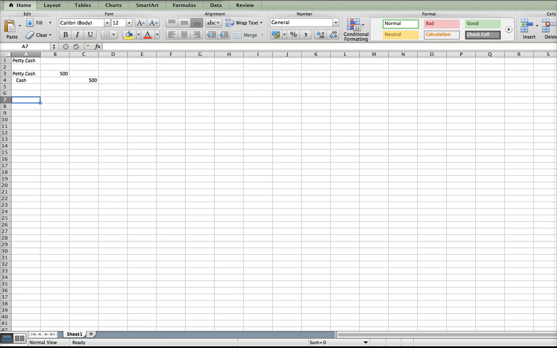At the end of the period, you will count the money in the petty cash account, decide how much you need to replenish it to get it back up to $500, and take that money out of your regular cash account and replenish the fund. It's done like this. Let's say, for example, we go to the cash account and we see that we have $300 left.